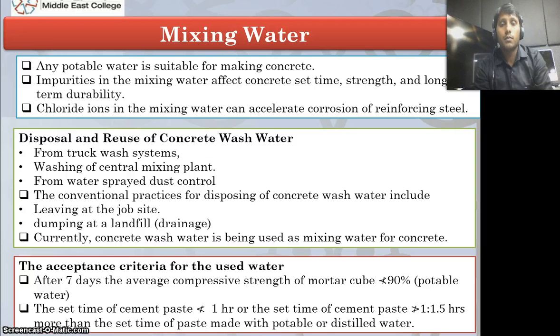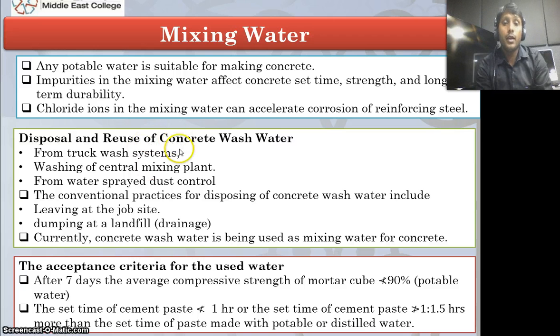Concrete wash water means, when you use machines like mixers and some cans and some materials for concreting purposes, once the concreting work has been done, we have to wash all the materials and all the equipment used for this concrete work. When you are washing the concrete machines, this water has some cement particles and some impurities, so we have to take care while disposing of it.